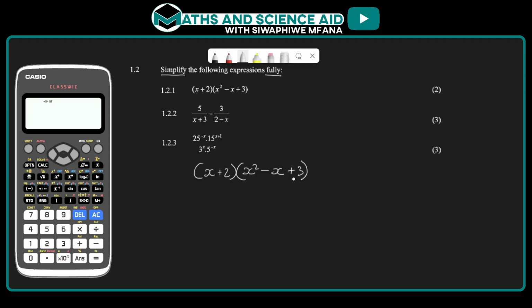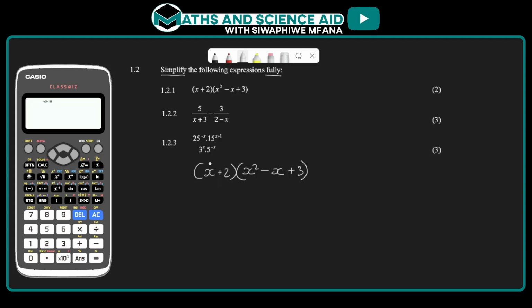Whenever you are given an expression in this format and you are being asked to simplify it, you must know that you most definitely need to remove your brackets. And in order for you to remove the brackets, you need to expand. And so basically, expanding is the opposite of factorizing, which is what we were doing in the previous question.